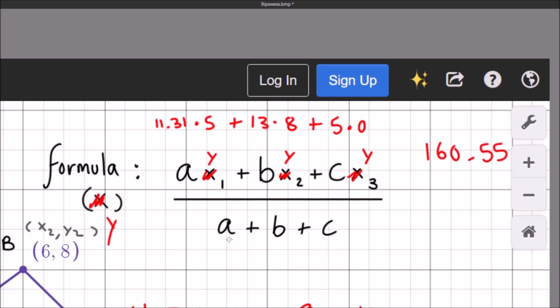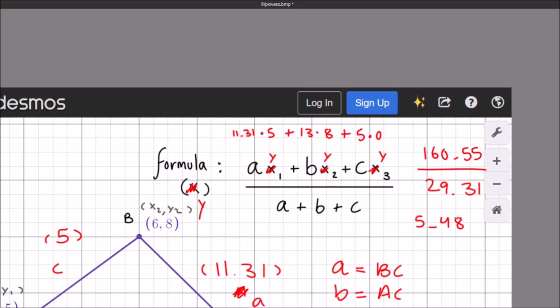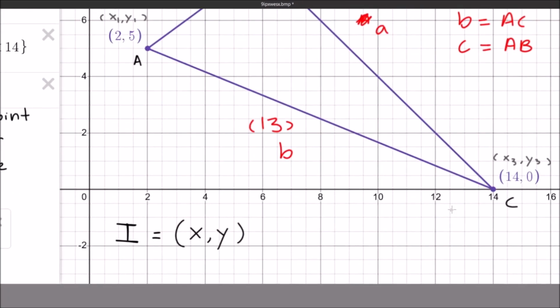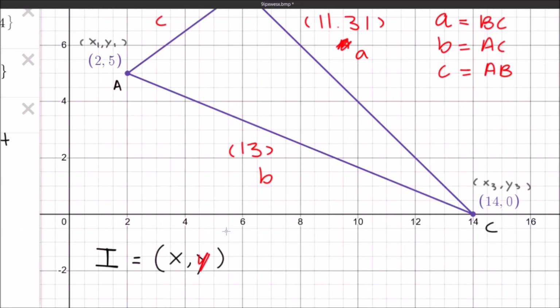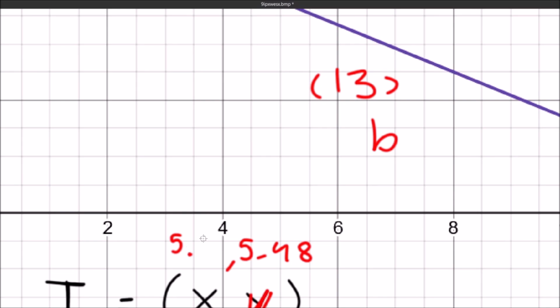And then this doesn't change. It's still 29.31. Again, divide, 5.48. Great. Now we have our y coordinate, 5.48. If you remember, the x coordinate is 5.82.